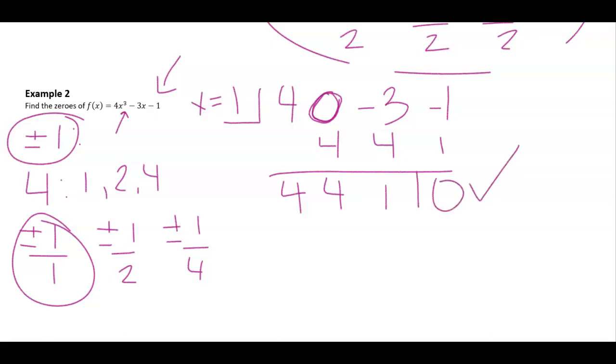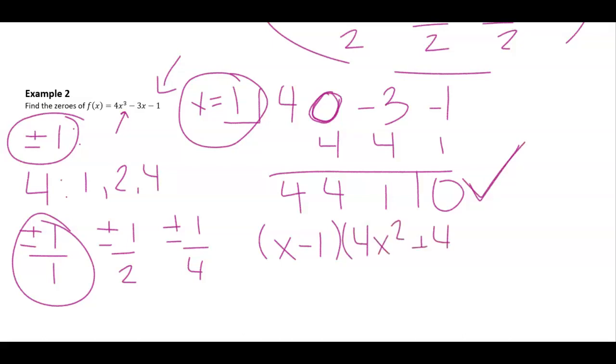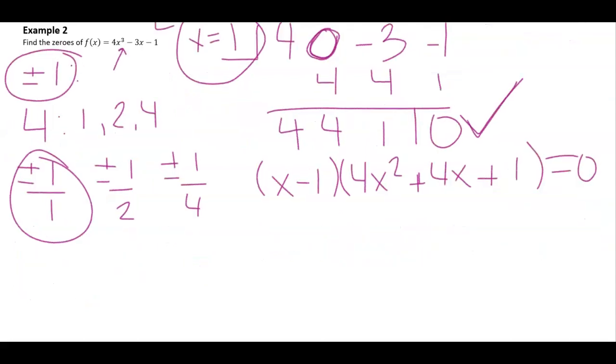Okay, I always start with 1. I'm like, let's just see. But we got lucky here. So one of my factors has to be x minus 1, since x equals 1 is a 0. And then my other factor must be 4x squared plus 4x plus 1. All right, and I want to find the zeros. So I'm going to do that by setting each and every piece equal to 0.